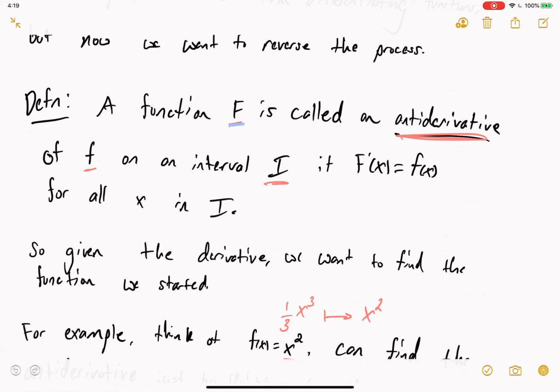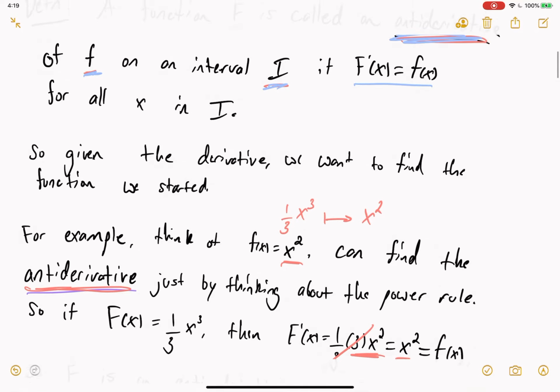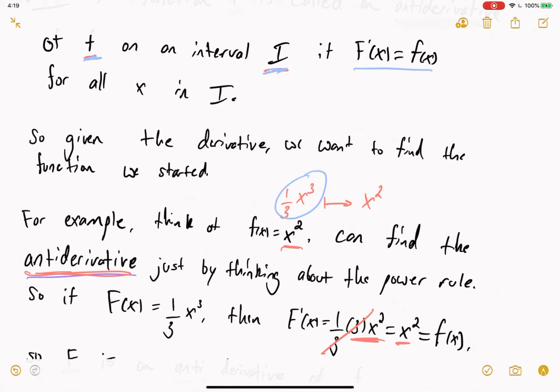A function capital F is called an antiderivative of little f on an interval I if capital F prime of x is equal to f of x for all x in I. So, given the derivative, we want to find the function we started at. So, this is kind of the case. If we look at 1/3 x cubed, when you take the derivative of that, we get x squared. Bring down the exponent, subtract 1 from it.